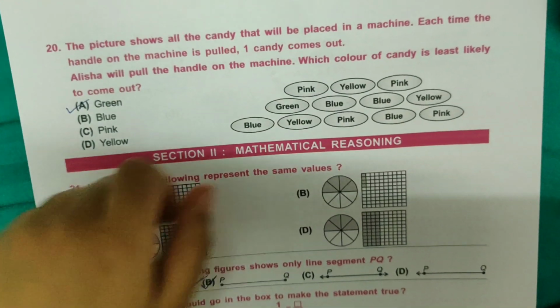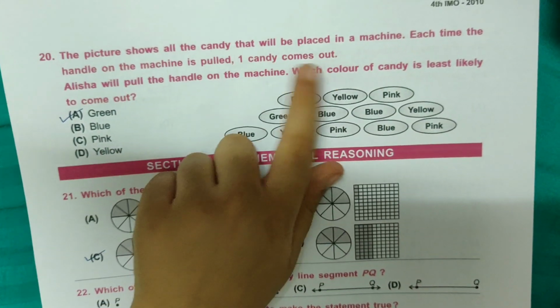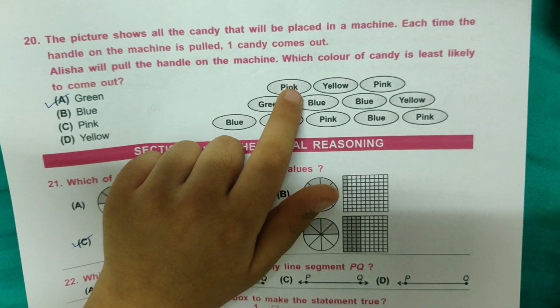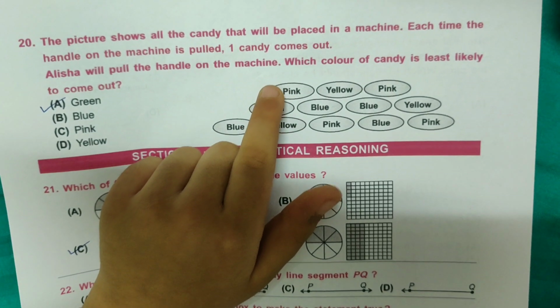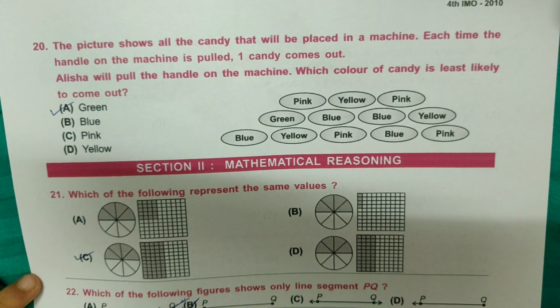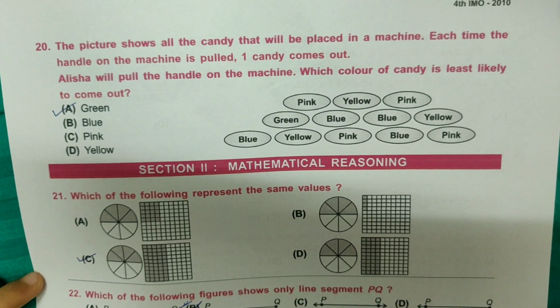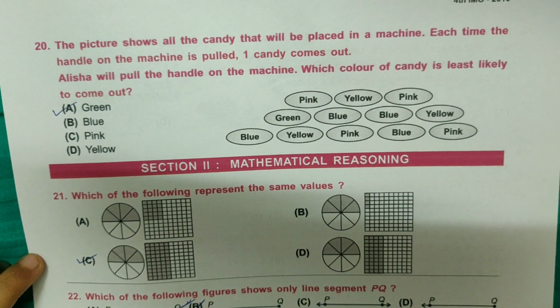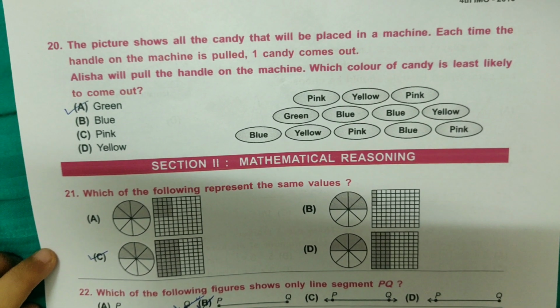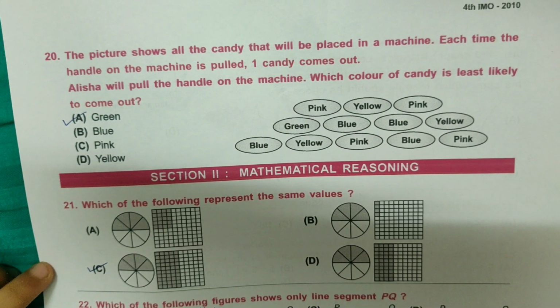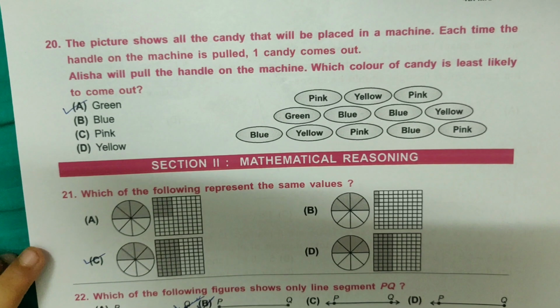28.1. The picture shows all the candy that will be placed in the machine. Each time the handle on the machine is pulled, 1 candy comes out. Alicia will pull the handle on the machine. Which color of candy is least likely to come out? Green? Of course it will be green.